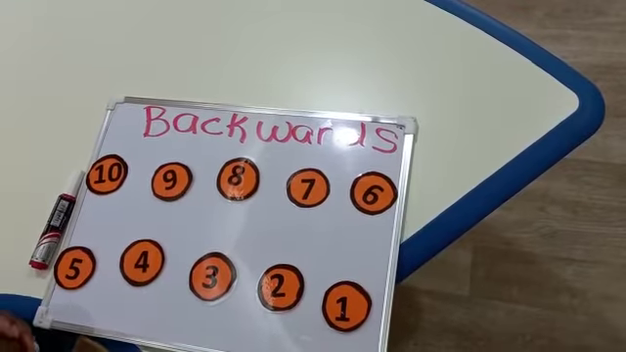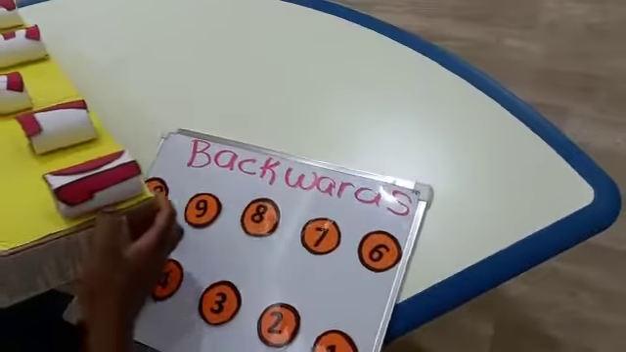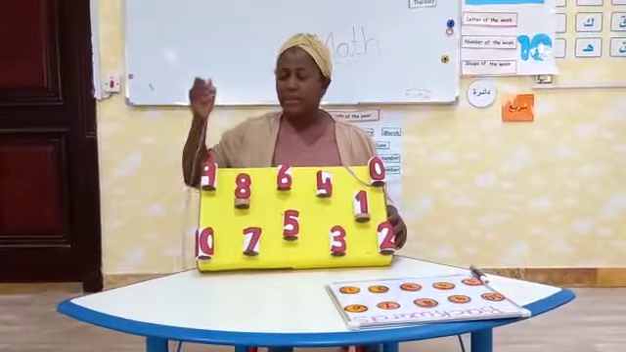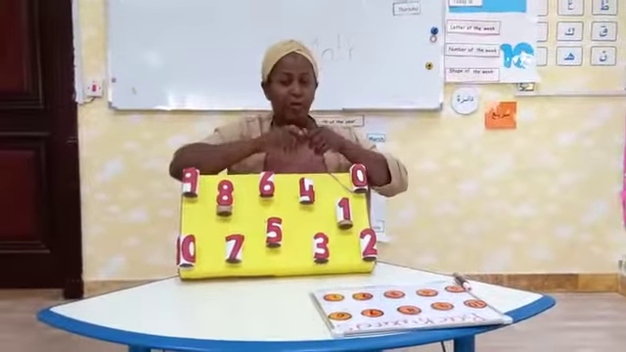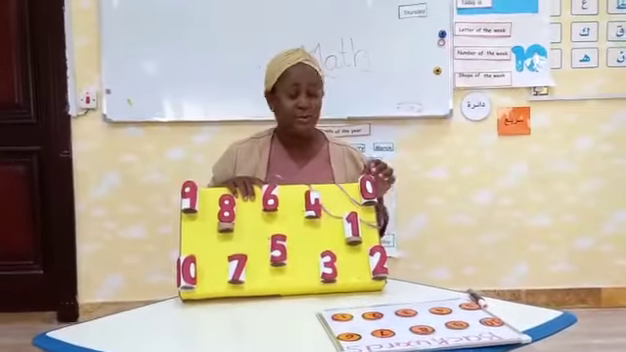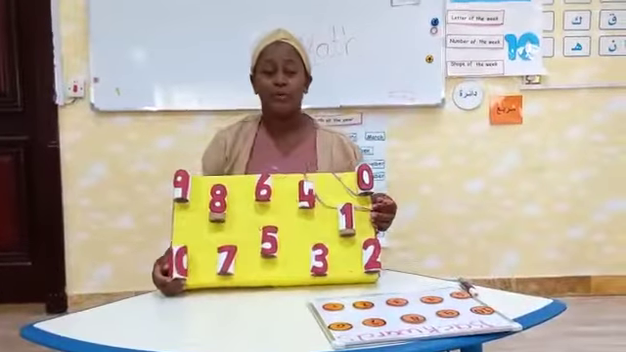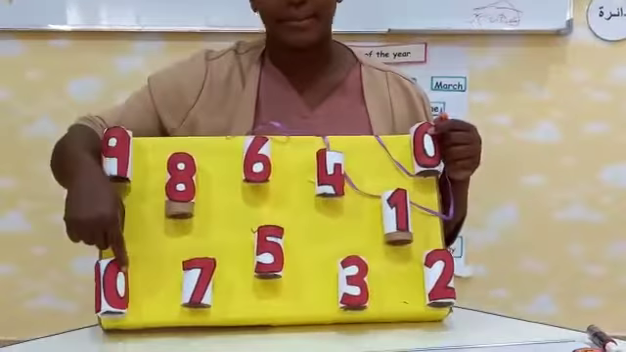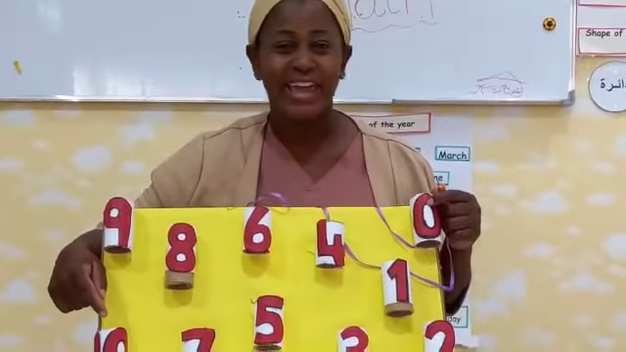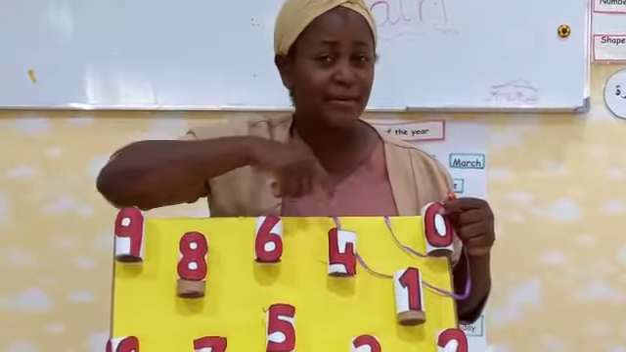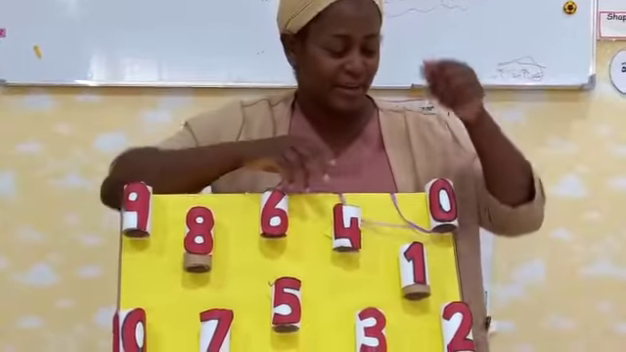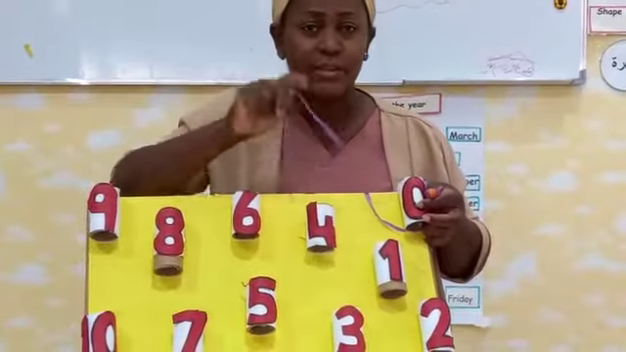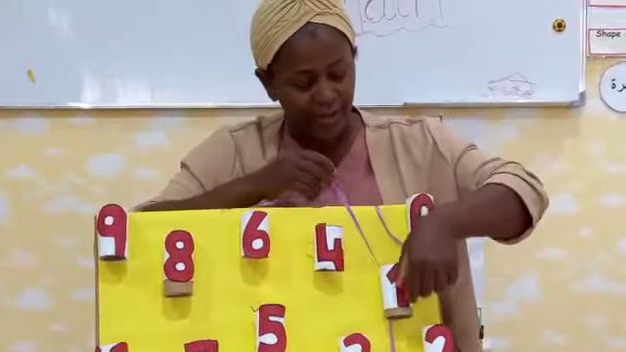Okay, now let's play our placing numbers game. Okay, you have to help me. I'm looking for the way from 0 to go to the number 10. How can I go? I am here on the number 0. From 0, I'll go directly to number 10. No way. I have to go through the numbers. So what will be the next number? The next number will be number 1. Where is 1? Is this 1? No, it's this 1. Okay.